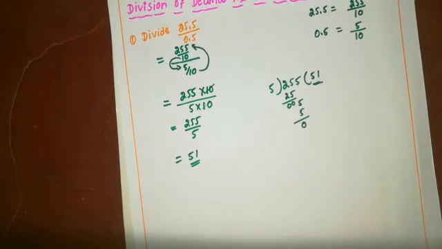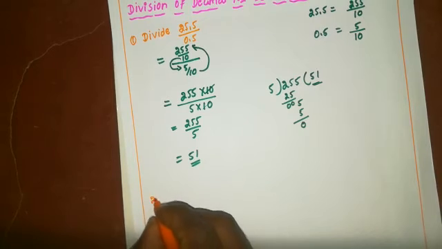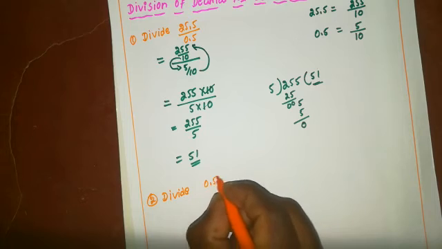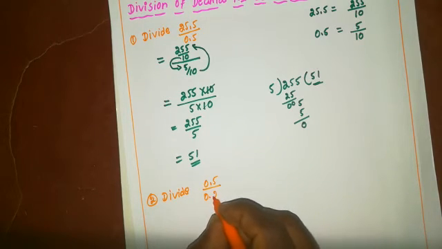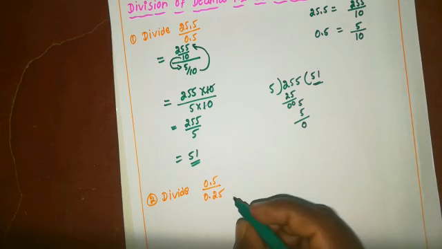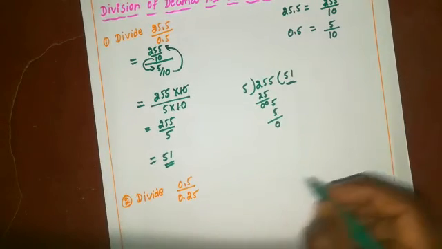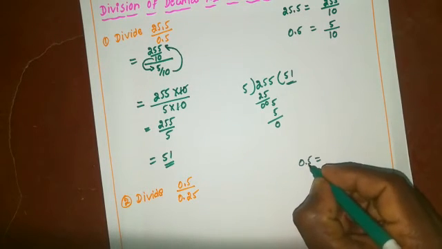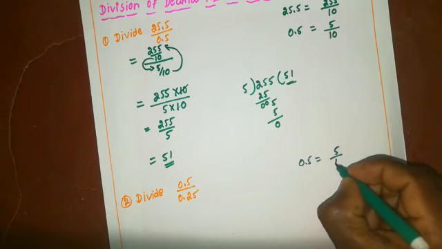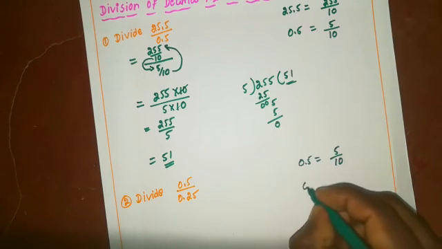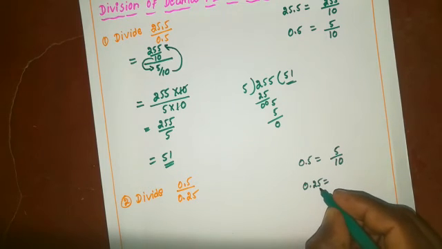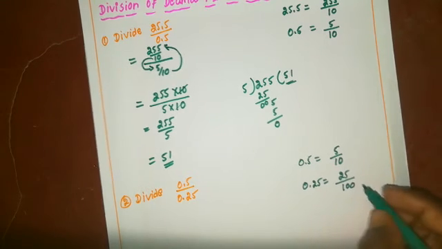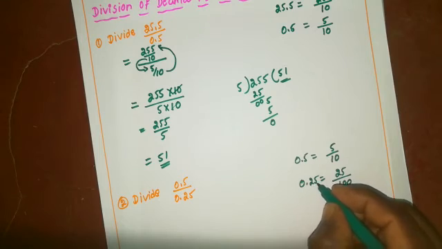Next, see one more example, that is, divide 0.5 by 0.25. Here we have two decimal numbers. We know that at first we have to convert the decimal numbers into fractions. 0.5: here we have a point after one digit, so we can write it as 5 by 10. Another decimal number is 0.25. Here we have a point after two digits, so we can write it as 25 divided by 100.